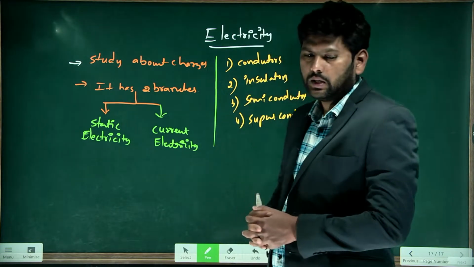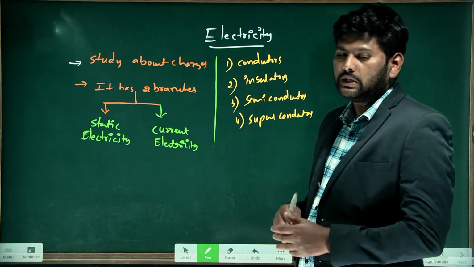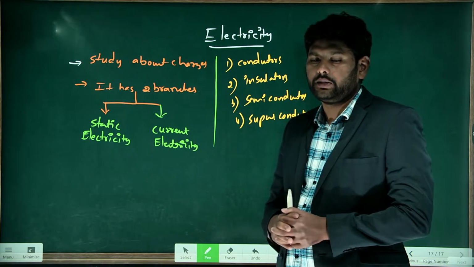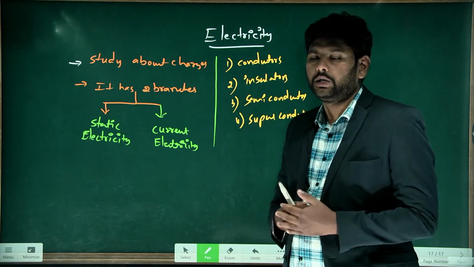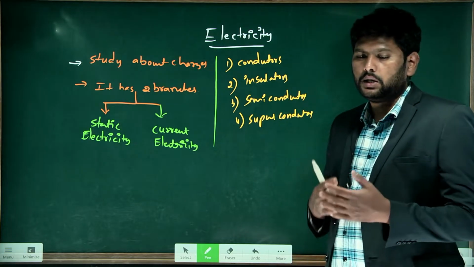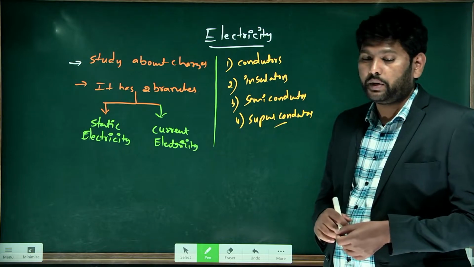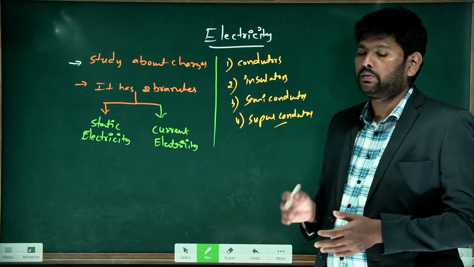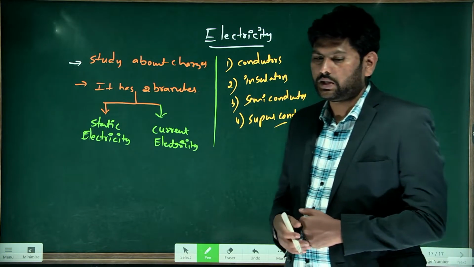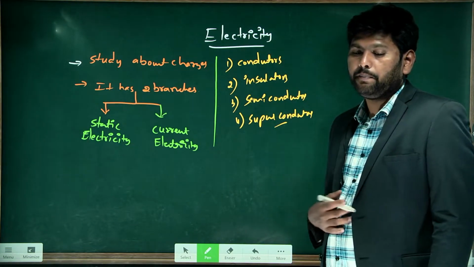Conductors, insulators, semiconductors, superconductors. Semiconductors are the conductors which partially allow the charges through. Superconductors are the conductors which offer no resistance. This is possible only at low temperatures, so in our country it is not possible. Only in cold countries do materials act like superconductors. So this is the division of the materials based on the charge flow.